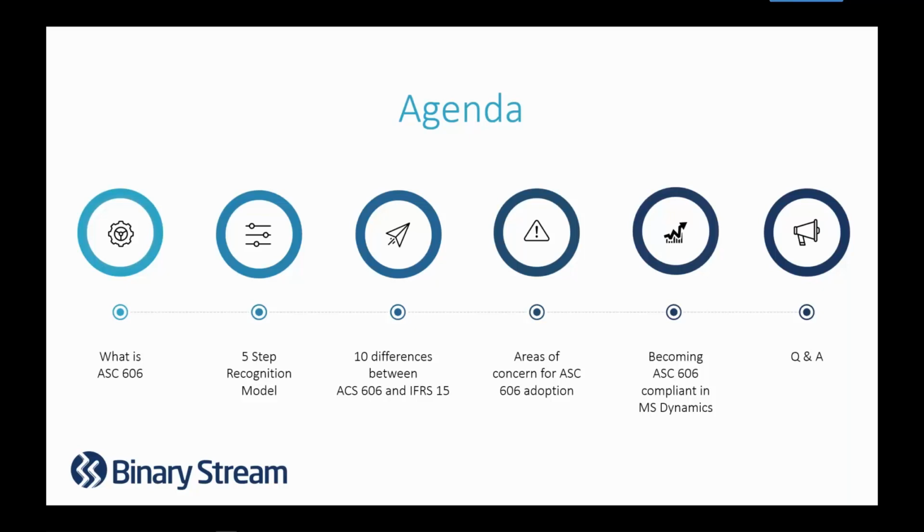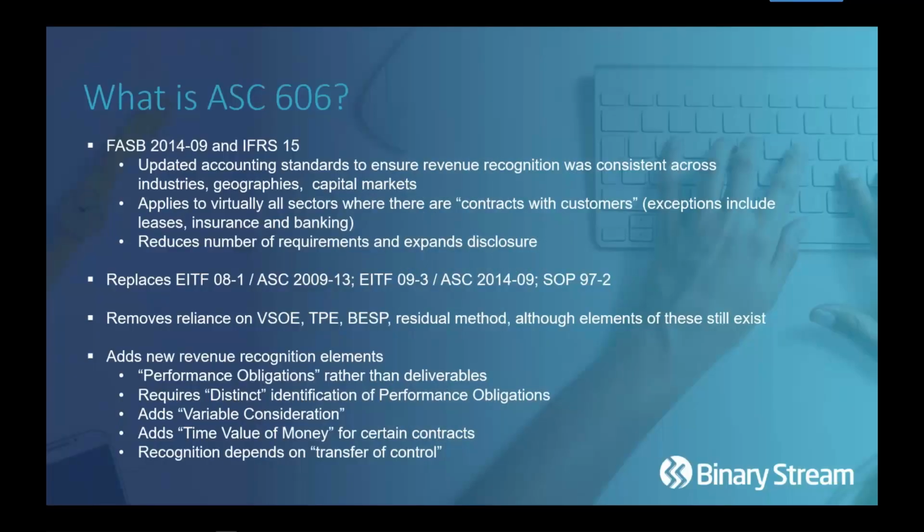So let's get going. What is it? Well, these standards ensure that revenue recognition is consistent across all industries, capital markets, geographies, and so forth. Basically, we're talking about contracts with customers. Right now, there are some exceptions. Leases, for example, come under yet another standard of accounting regulation. There's also insurance standards and banking standards. But for most people who have contracts with customers, ASC 606 or IFRS 15 is going to apply.